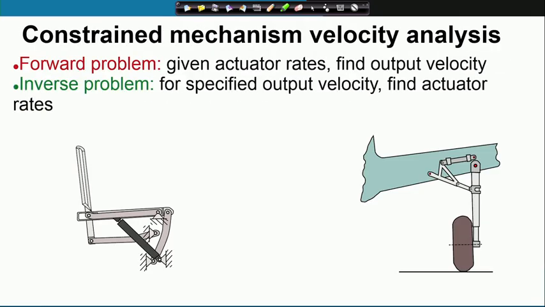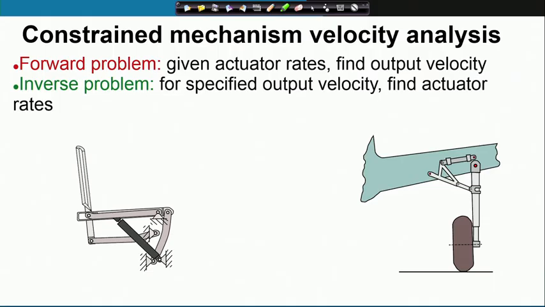In the constrained mechanism velocity analysis, as you know, we have defined the forward and inverse problems. In the forward problem we are given the actuator rates and we want to find out the velocity of the output link. It is just the reverse for the inverse problem, where the desired output velocity is given to us, and we want to find out how the actuators should move, what should be the actuator rates, so that I can meet the output velocity specification.